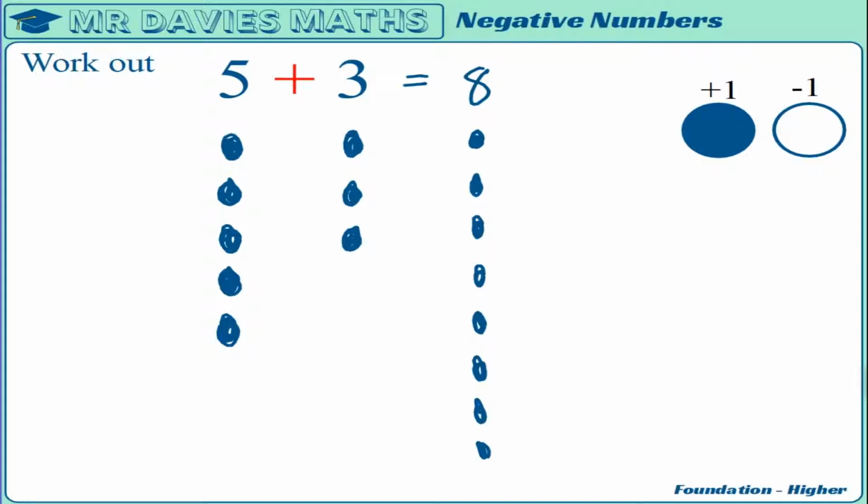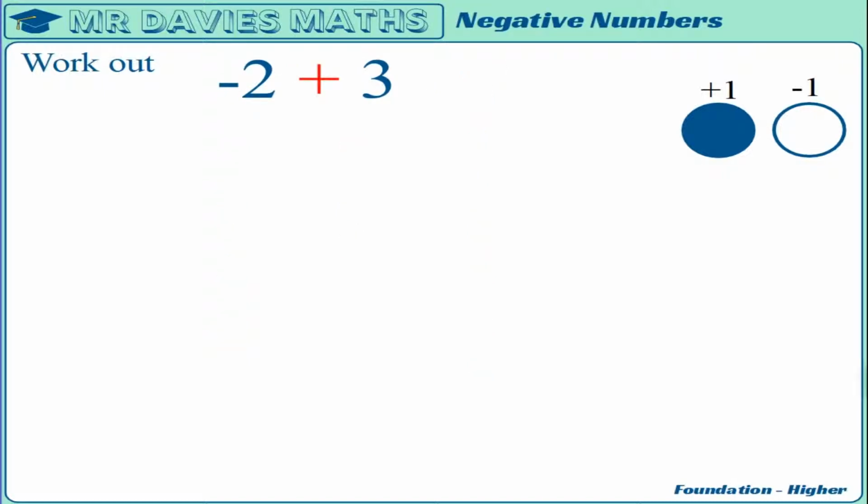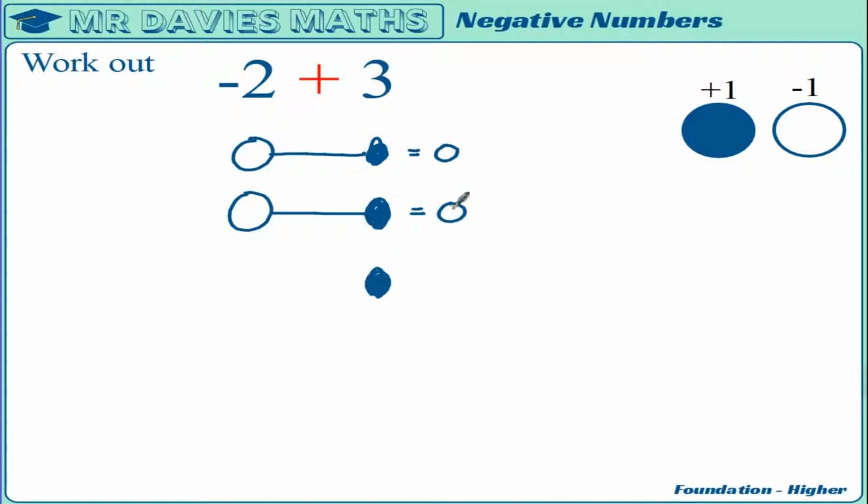Next question. I've got a -2 plus a 3. So this time I'm going to draw out 2 for -1 and -2, and I've got a +1, a +2 and a +3. I'm going to group these together. The good thing about negative numbers is a negative number and a positive number cancel each other out, so that will make 0. This one cancels with this one, that also makes 0, and all I need to figure out is what I'm left with. I'm only left with a +1, so my answer will be +1.